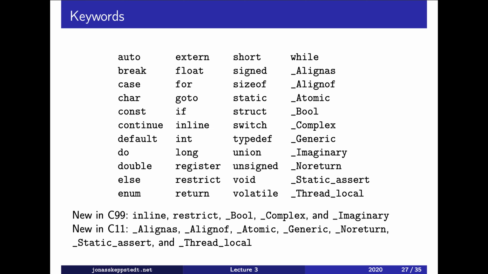Okay, so what are the keywords? These, I will not mention all of them, but just to make a note, auto is completely pointless. It says that the local variable is a local variable. It's really absolutely meaningless to use. It is not at all the same as auto in, for instance, C++, where you can write auto instead of the type, so that the compiler infers the type from the initializer.